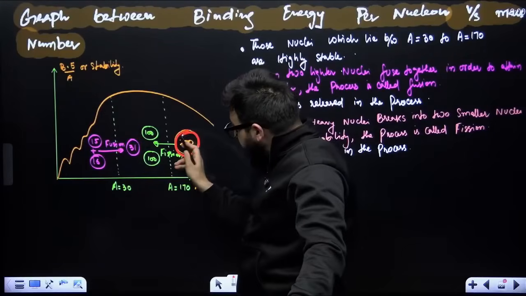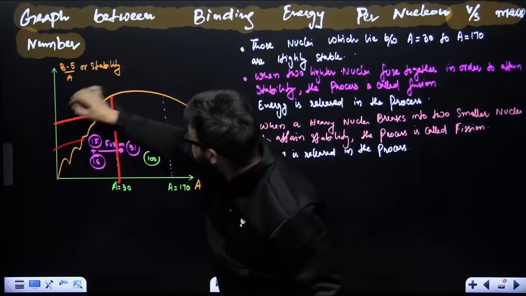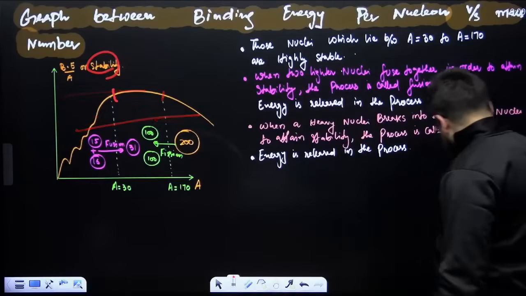When a bigger nucleus breaks into smaller nuclei to attain stability, this is called fission. Because see, all of these have less binding energy per nucleon, less stability. This also has less, so this portion has got higher stability. That's why fission and fusion take place.